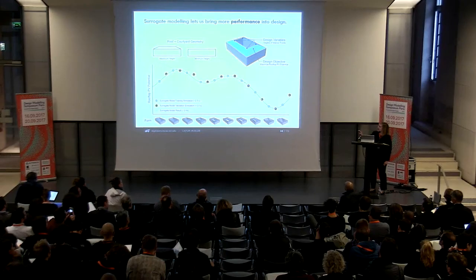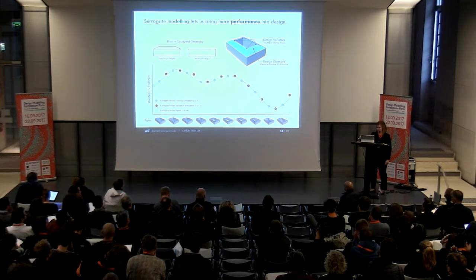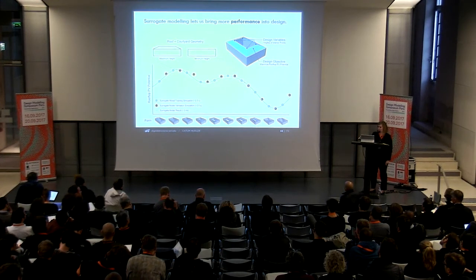So in this case, we've built this surrogate model with the blue dots, and then we use that model to predict performance of the black dots. And we can see it's not too bad, and it allows us to really quickly go through a lot of design iterations and understand how that performance can play a role in the generation of form.